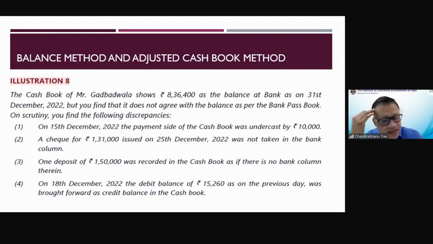फोर्थ वन किसका गलती है? डेबिट बैलेंस को ब्रॉट फॉरवर्ड किया गया क्रेडिट बैलेंस करके कैश बुक में, जबकि 15,260 शुड बी पॉजिटिव इन द कैश बुक, इट इज ब्रॉट फॉरवर्ड एज अ माइनस बैलेंस, क्रेडिट बैलेंस। सो हुज मिस्टेक इट इज? किसका गलती है? कैश बुक होल्डर। कैश बुक ना, पासबुक? Cash book. That means this is the cashier side.